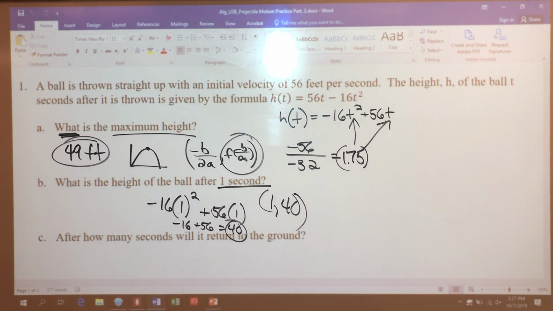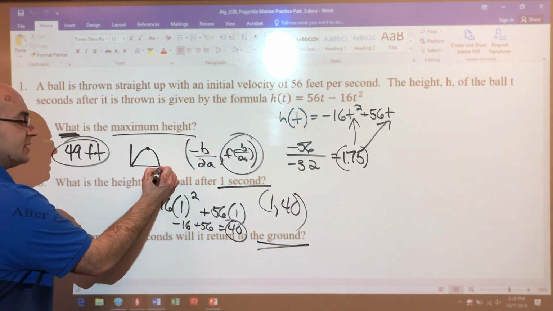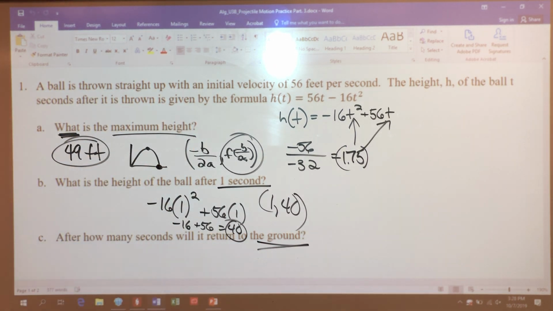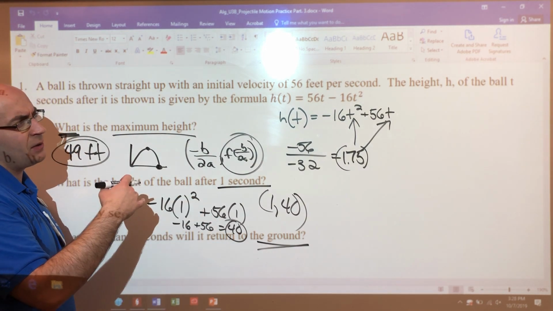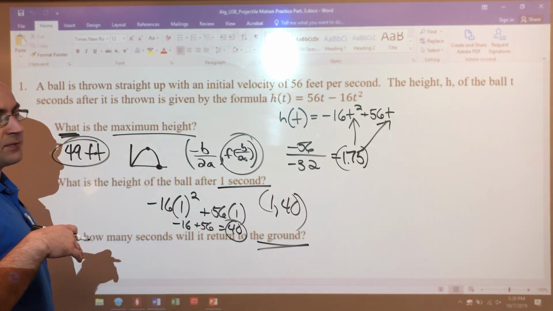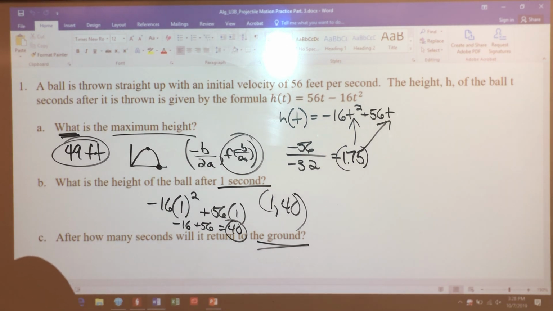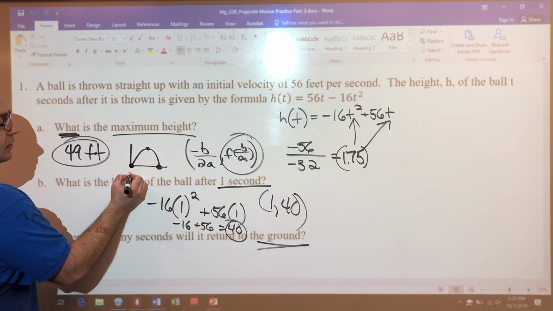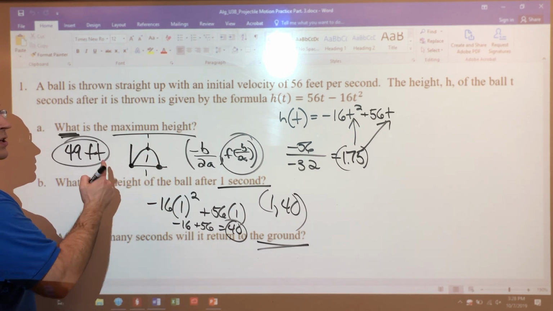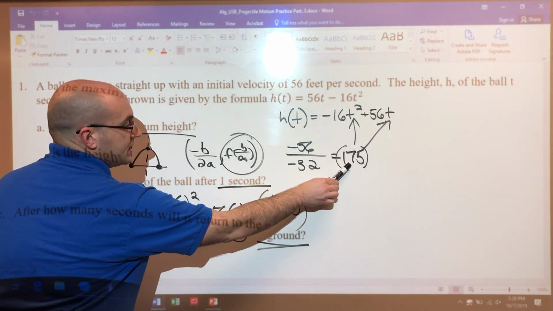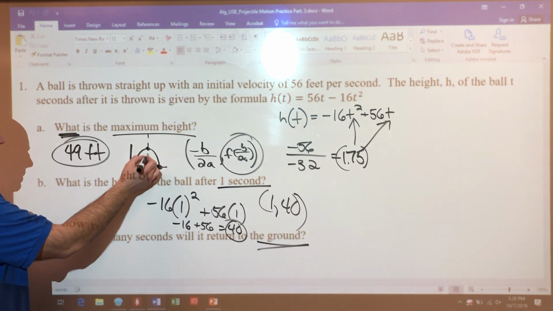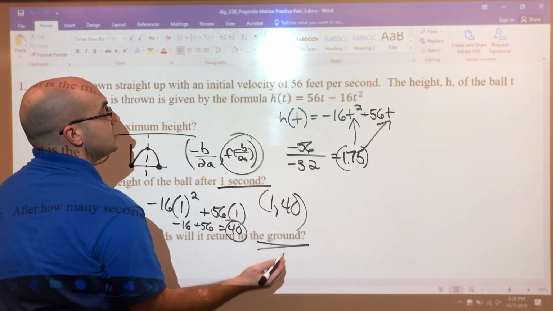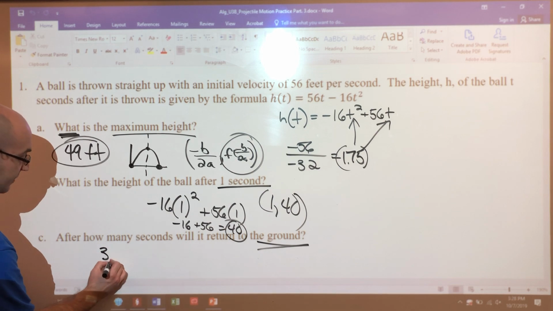Last question here, after how many seconds will it return to the ground? Please know that the ground represents the x-axis, so I'm looking for an x-intercept. With this one, it's not too bad. You could probably factor a 2 out or a 4 out and then solve from there. The quick version here is, if I have an x-intercept at 0 here, it's symmetrical about the axis. So if 1.75 represents halfway through to its vertex, I'm just going to double that. So my answer for part C is 3.5 seconds.